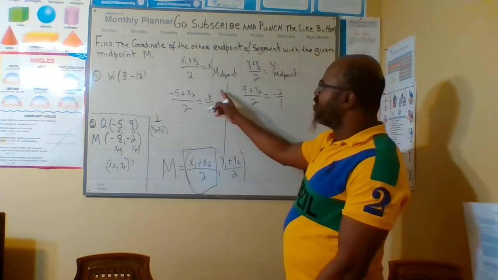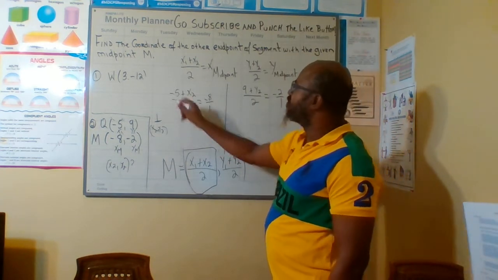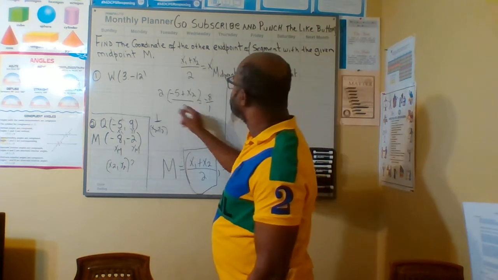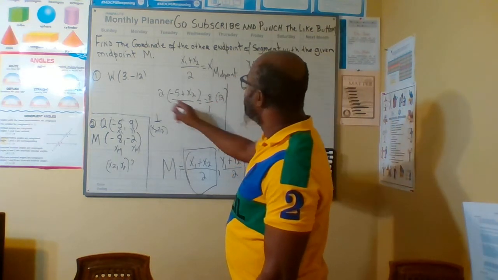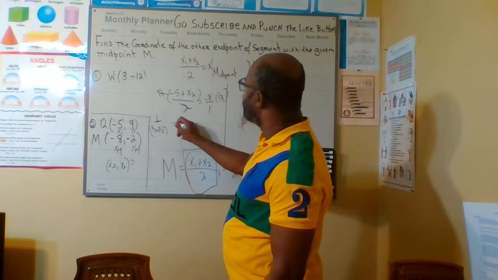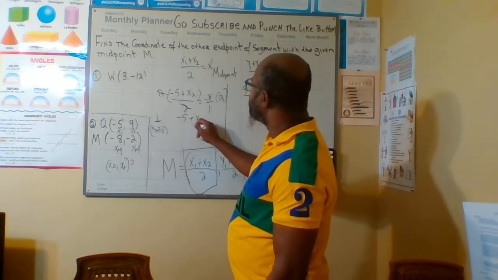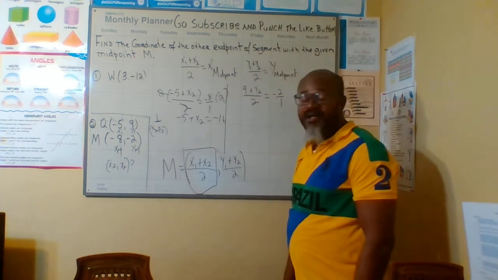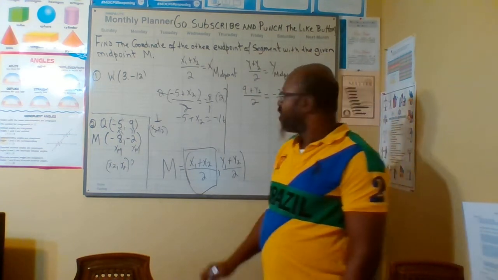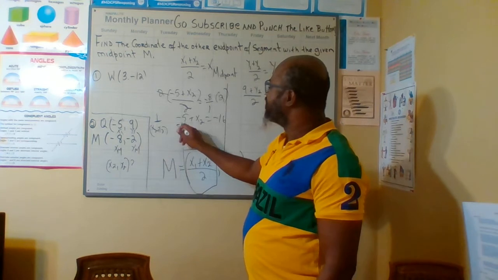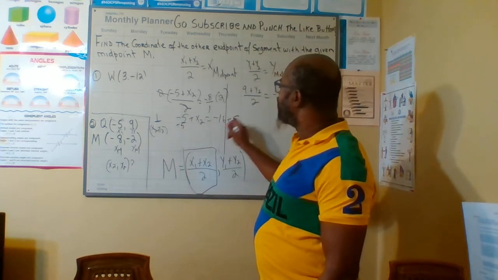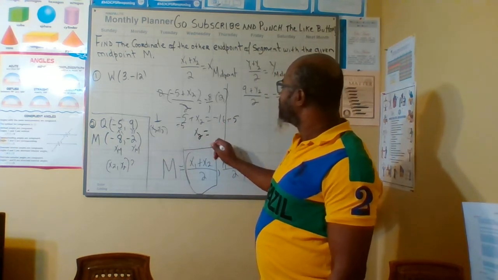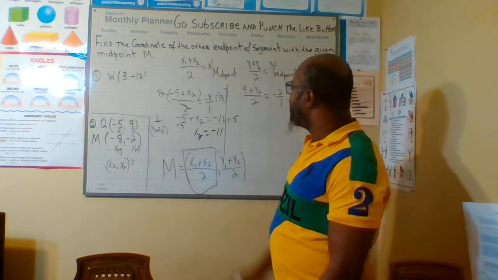In this case, I can either cross multiply or multiply both sides by 2. So to get rid of my denominator, this 2 will cancel with that. I will end up with negative 5 plus x2 is equal to negative 16. Now, in order to get x by itself, I will have to add 5 on this side. So I will have x2 is equal to negative 11.